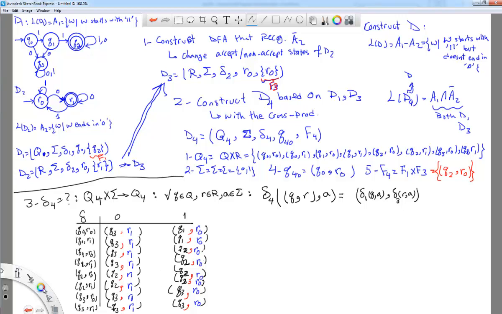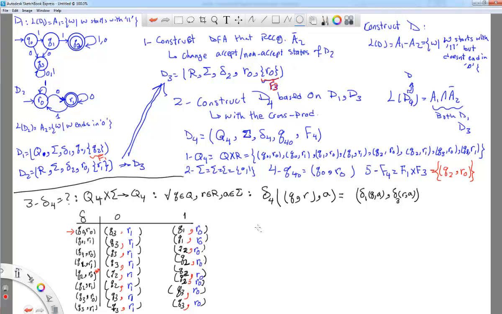Okay, and so finally, the way that this machine would look like, this is going to be my start state, Q sub 0 and R sub 0, and Q sub 2 R sub 0 is going to be my accept state. So I'm going to just put two stars next to it. So then, how would this machine look?